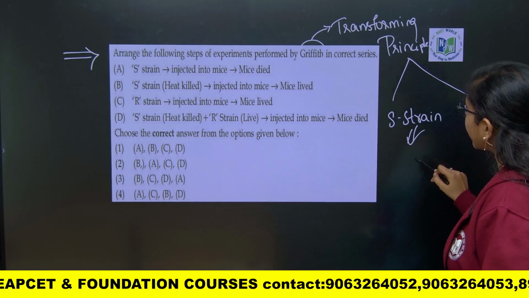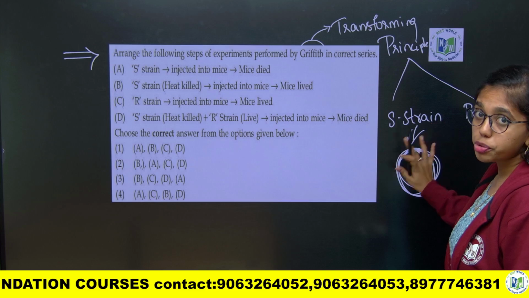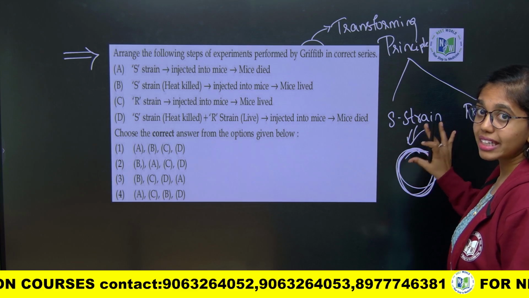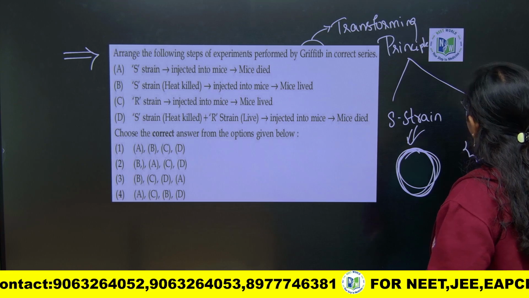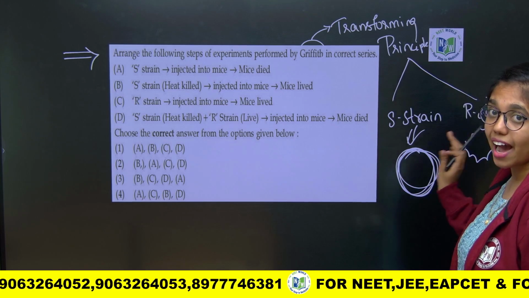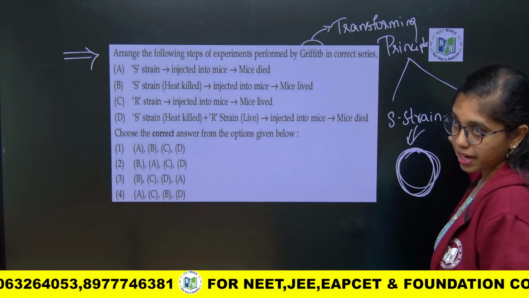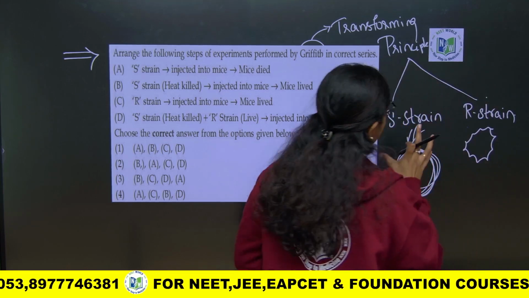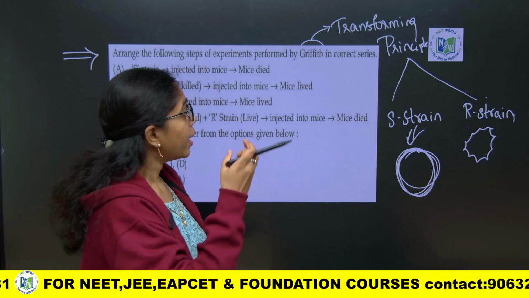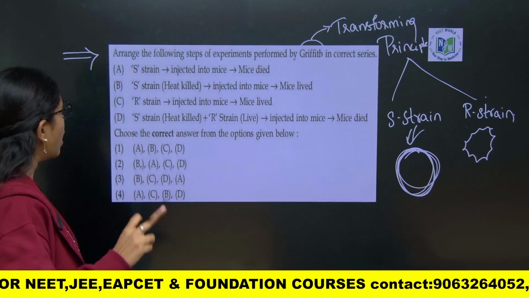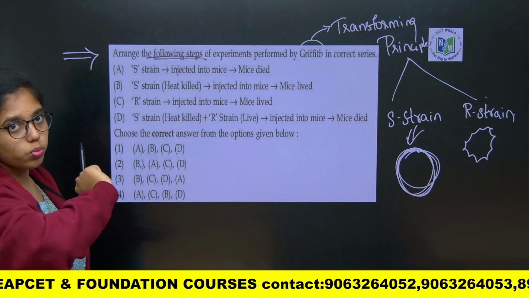S strain bacteria has a shiny coat over the bacteria, which makes the bacteria protective inside the host. Whereas R strain, that is rough strain bacteria, doesn't have a coat layer around the bacteria. So considering this S strain and R strain, when they are injected into the mice, different responses are shown. What the consequent steps of this experiment are is what is asked.